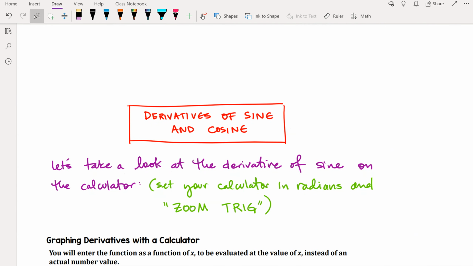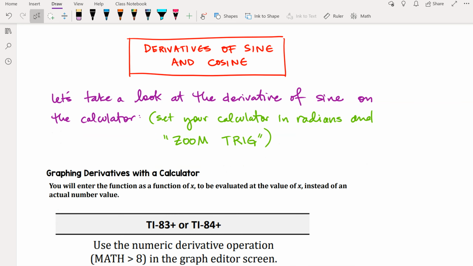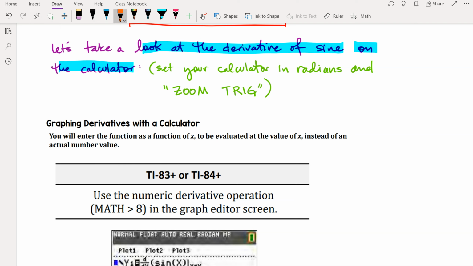Now we are going to talk about the derivatives of special functions that you need to know. The first one we're going to talk about is the derivative of sine, cosine, and then tangent. So get this down: derivatives of sine, cosine, and tangent. Let's start with sine and cosine. The first thing we're going to do is look at the derivative of sine on the calculator, and we're going to graph the derivative. Remember, anytime you're using trig, you need to have your calculator in radians, and I'm going to show you how to make sure of that. And then you're going to use zoom trig when you're graphing it.